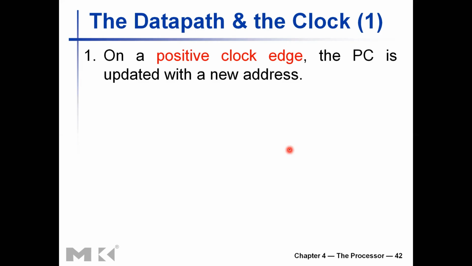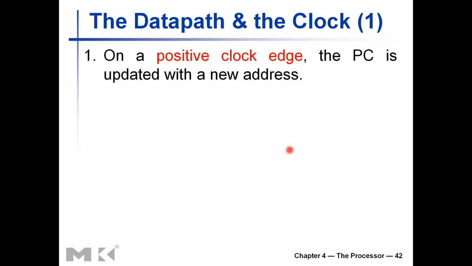So the first thing that happens on a positive clock edge is the program counter is updated with a new address. The value going into the program counter may be PC plus 4, PC plus 4 plus the branch offset, or PC plus 4 plus the jump offset. Whatever the previous instruction was, the next instruction's address is written to the program counter at a positive clock edge. So that is the first event: the PC gets updated.